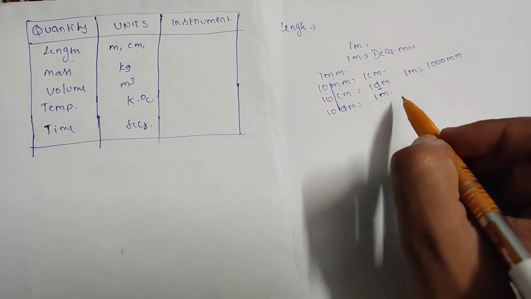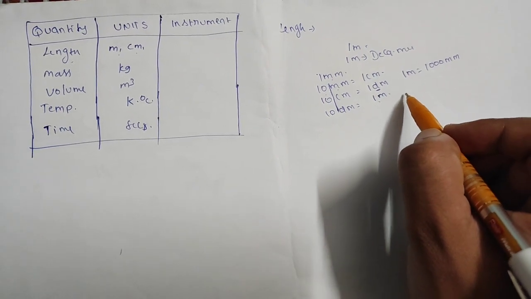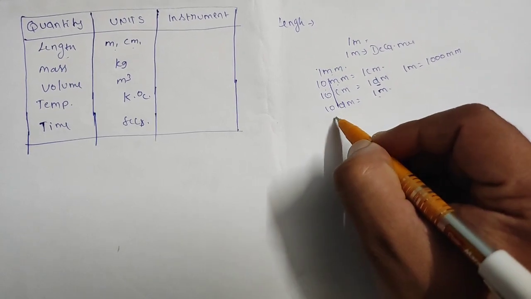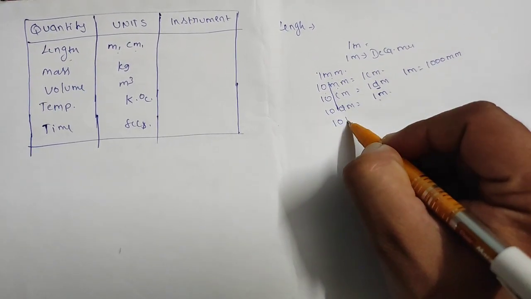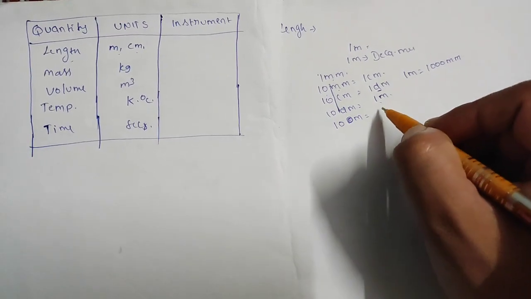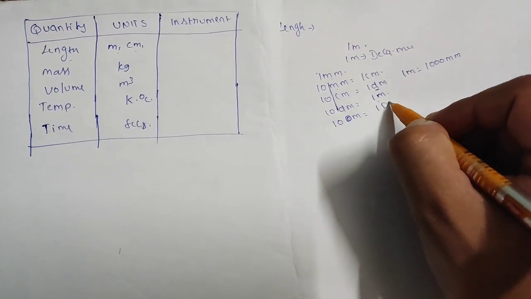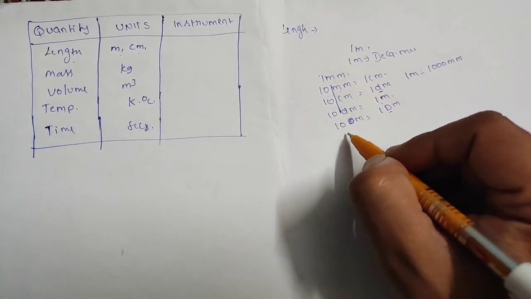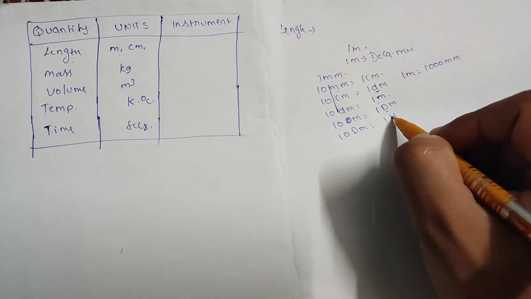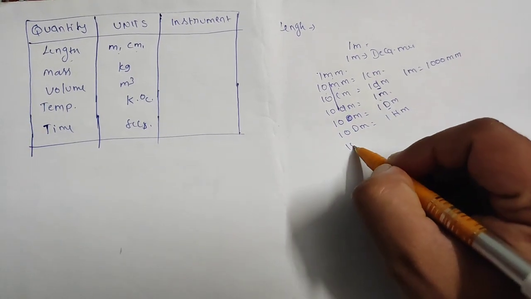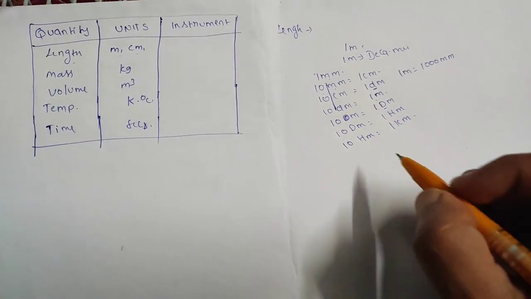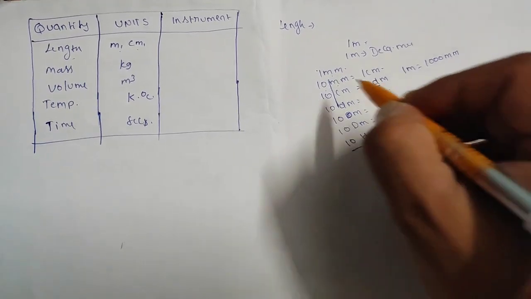After meter, you will be having 10 meters is equal to 1 decameter, capital. Okay, so 10 decameters is equal to 1 hectometer. 10 hectometers is equal to 1 kilometer. So these are the length-wise conversions.